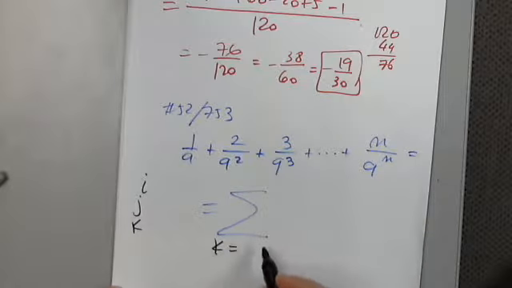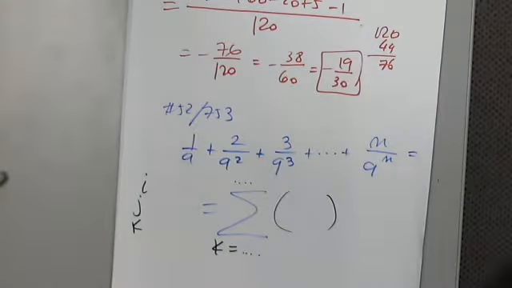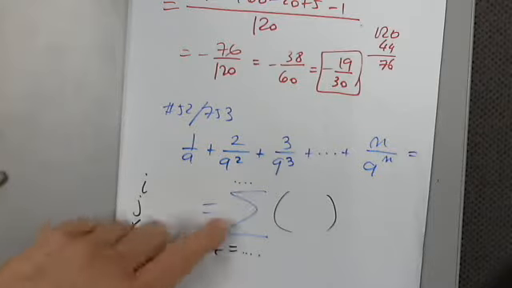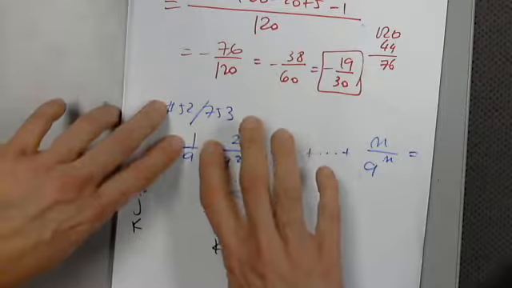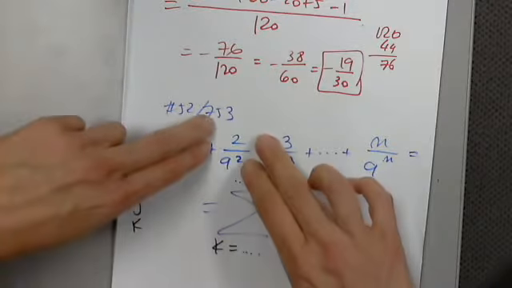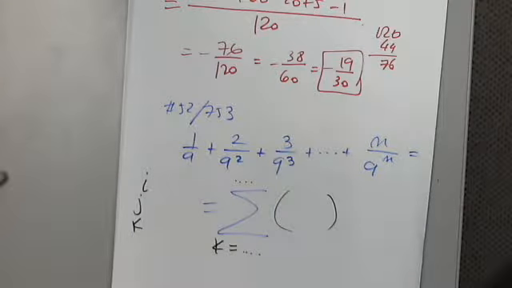Okay, so from k equals something till something, and then something like a general term that involves k. So that k goes from this to this. When k is this first number that you are going to tell me, we're going to get this. When k is the second one, we're going to get this. When k is the third, we're going to get this, and so on and so forth.